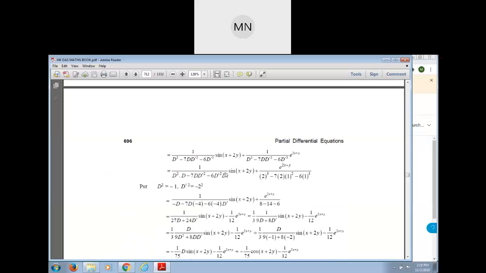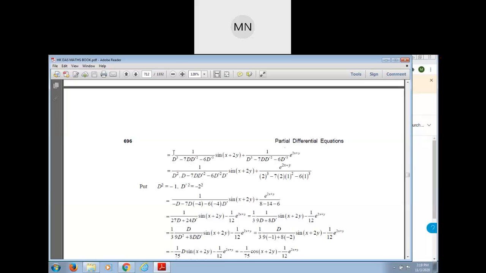Now see this one. This is of the form, here sine of x plus twice y, and the next one is e to the power twice x plus y. Now we can use the method for finding particular integral for sine function and exponential function, because both are separate. And for the sine function, we put the value of D square and D dash square, and D dash also.